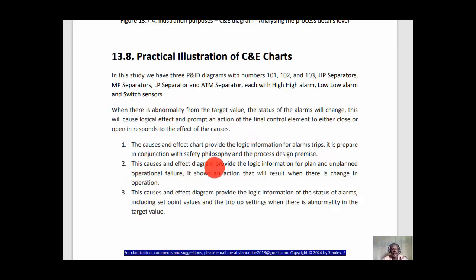The cause and effect chart provides the logical information for the alarm trips. It is prepared in conjunction with the safety philosophy and the process design premise. This cause and effect diagram provides the logical information for planned and unplanned operational failure. It shows an action that will result when there is a change in the operation. This cause and effect diagram provides the logical information of the status of alarms, including set point values and the trip setting when there is an anomaly in the target value.